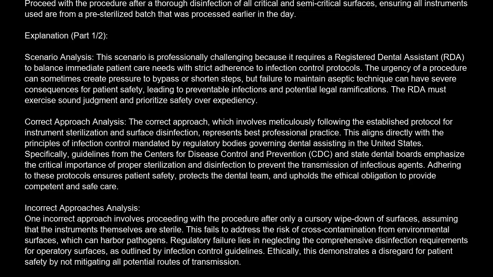Incorrect approaches analysis. One incorrect approach involves proceeding with the procedure after only a cursory wipe down of surfaces, assuming that the instruments themselves are sterile. This fails to address the risk of cross-contamination from environmental surfaces, which can harbor pathogens. Regulatory failure lies in neglecting the comprehensive disinfection requirements for operatory surfaces, as outlined by infection control guidelines. Ethically, this demonstrates a disregard for patient safety by not mitigating all potential routes of transmission.